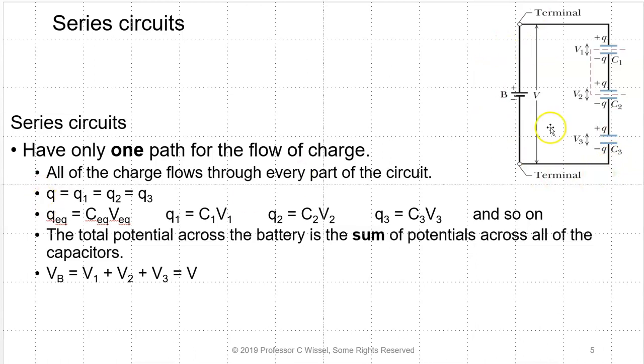So Q, which is the battery charge, equals Q1 equals Q2 equals Q3. Q equivalent is just C equivalent times V equivalent. Q1 is C1 V1, Q2 is C2 V2, etc. The total potential across the battery is the sum of the potentials across all the capacitors. VB equals V1 plus V2 plus V3 equals V.